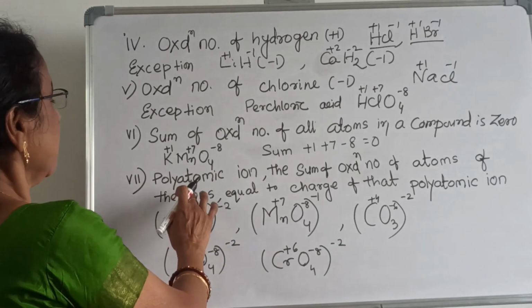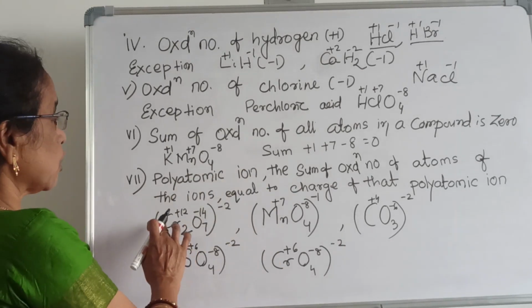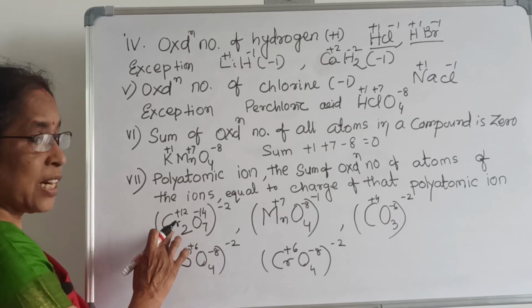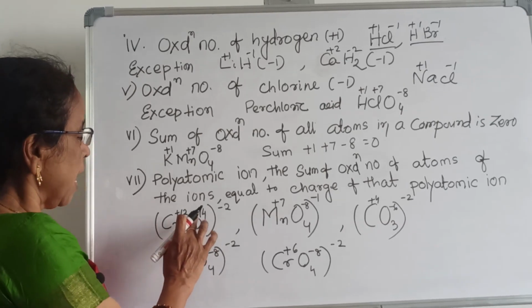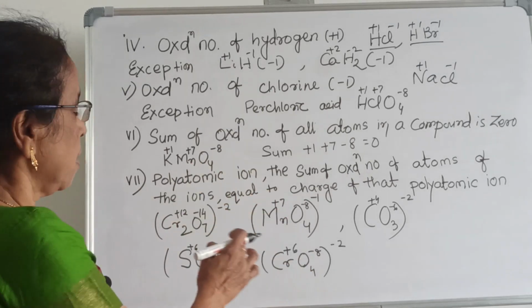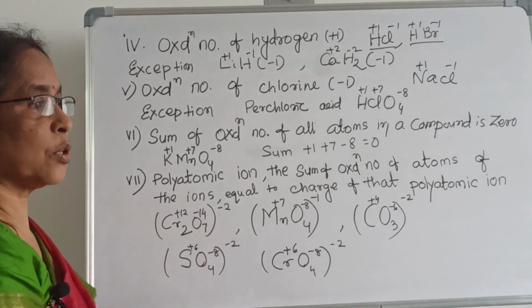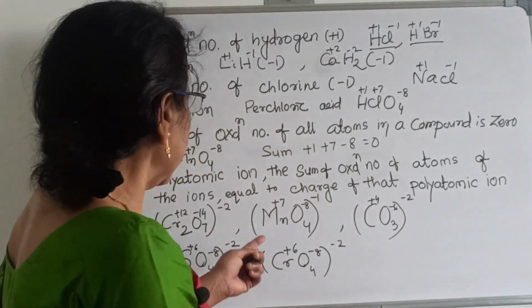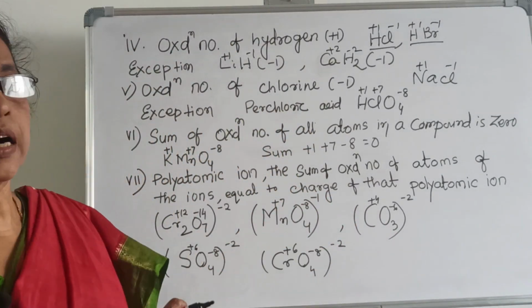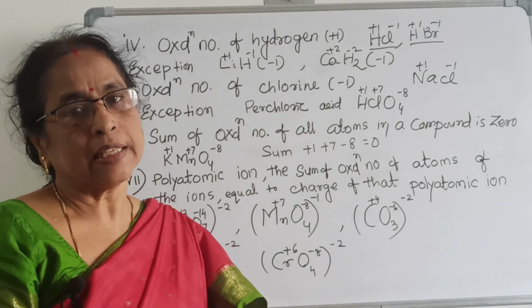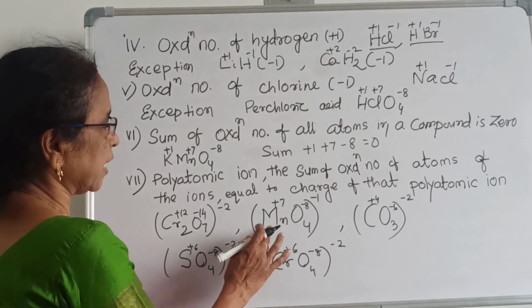So what is the meaning? For a polyatomic ion, the sum of the oxidation numbers of the atoms of all the elements in the ion, here chromium and oxygen, becomes minus 2, because minus 14 plus 12 equals minus 2. Similarly, this is known as the permanganate ion. What is the charge of the permanganate ion? That is minus 1.